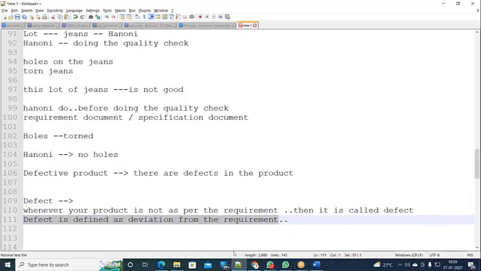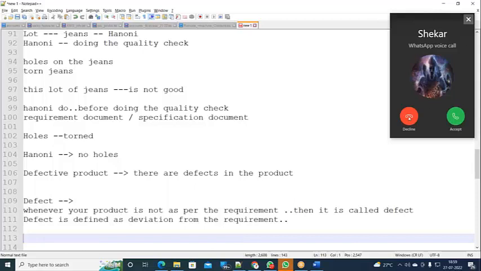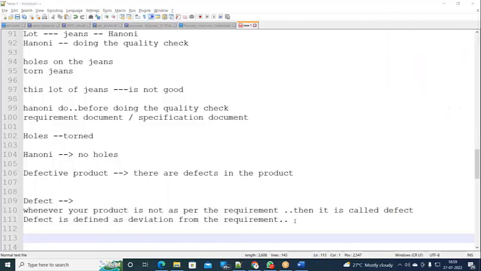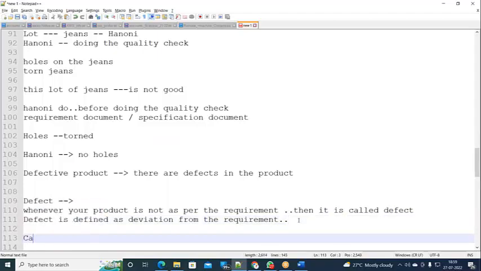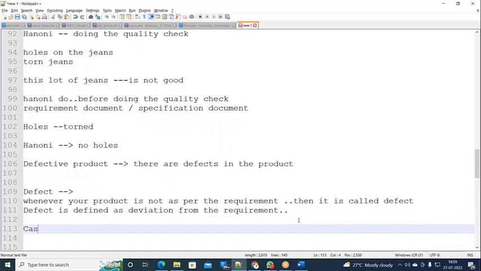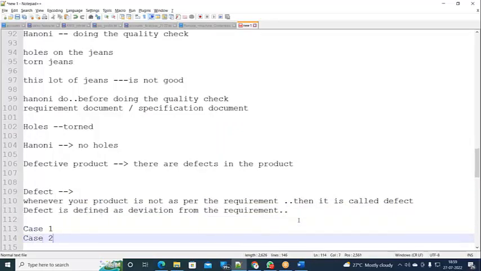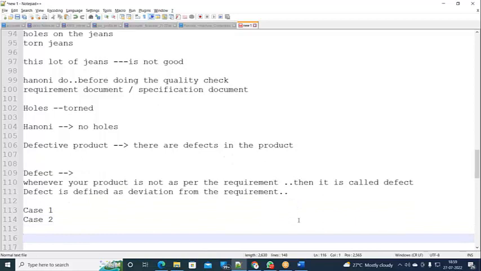and you mugged it up and say the definition, Mr. Kumar, hang on guys. I'm the interviewer, and let's say Jay Krishna came to the interview. I asked the question to Jay Krishna, what is the defect? I'll give you two cases, case one and case two. You tell me which case is better.